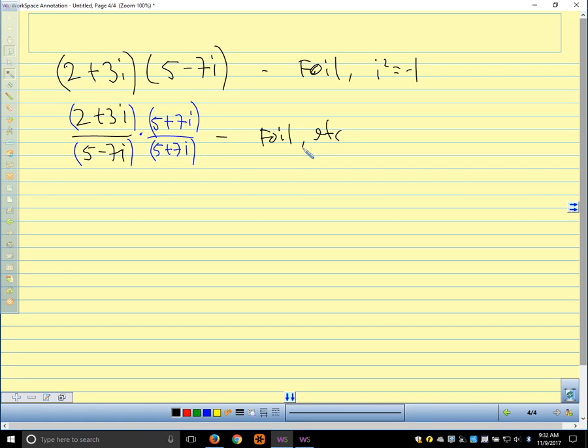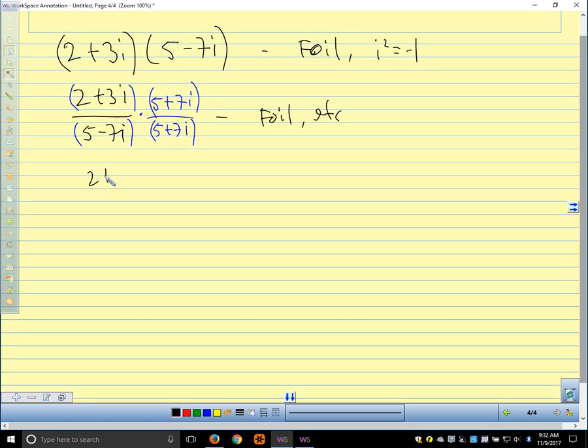Now imagine, thinking along these lines, what if we had something like 2 plus 3i to the 12th power? Imagine doing that process. You'd have to multiply 2 plus 3i times 2 plus 3i times 2 plus 3i 12 times. That's a huge amount of work. One of the reasons that we represent complex numbers in trig form is we can simplify this entire process.